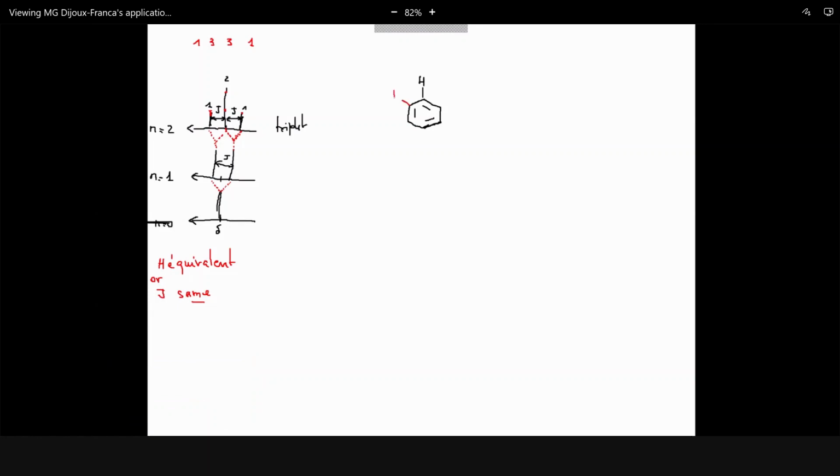I can have one here and another one here. Here I have a substituent. I don't have any protons here. So the black one will be a triplet because the coupling constant here is equal to that one. Okay? But now, if I draw, I hope I will.